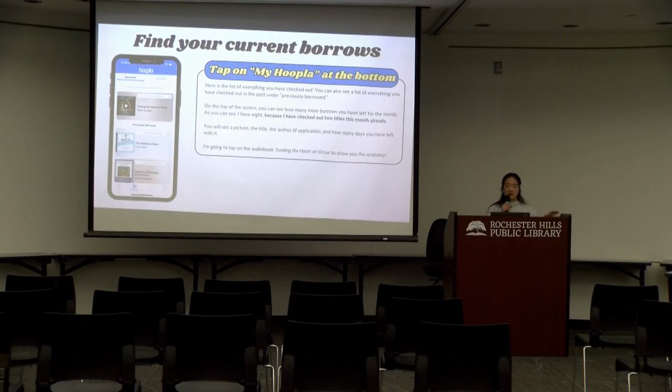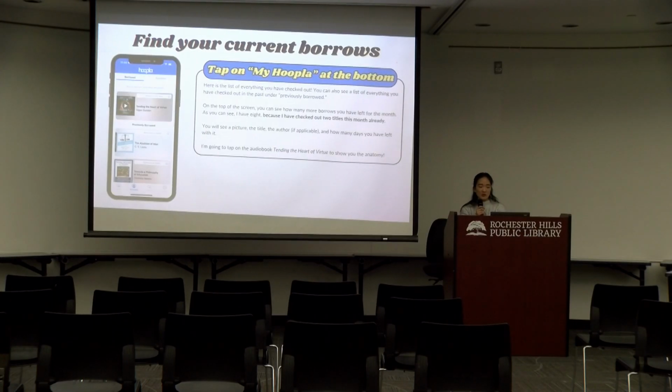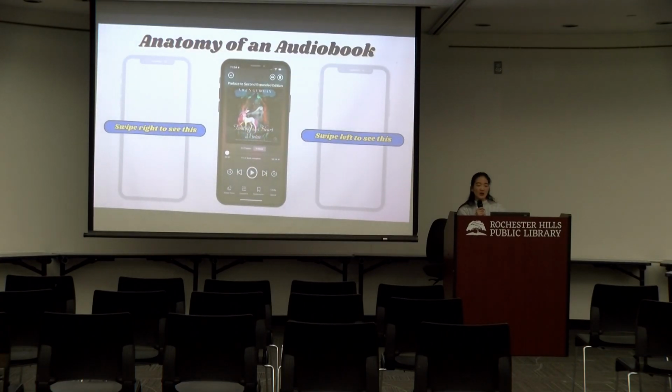Like I was saying earlier, all of your borrows are going to be found under the My Hoopla section of the app. It's going to be in the Borrow tab. And like I was saying earlier about favorites, your favorites are going to be in this section right here. So you have things that you have currently borrowed here at the very top, and then things that you have borrowed previously under previously borrowed. But I'm going to show you what the audiobook is going to look like on the screen.